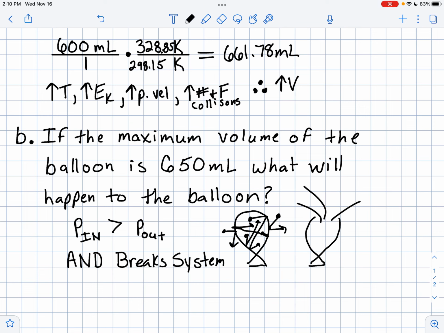And so since the system breaks, that means that it has exploded, because the system broke due to the pressure inside being greater than the pressure outside, so the particles escape the system by moving out of the system.